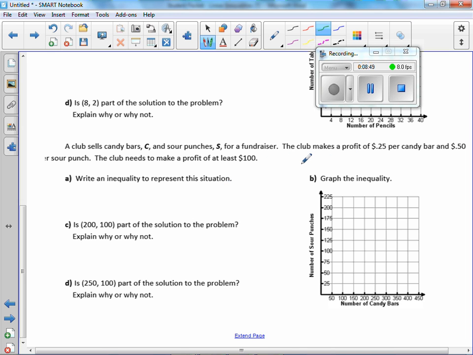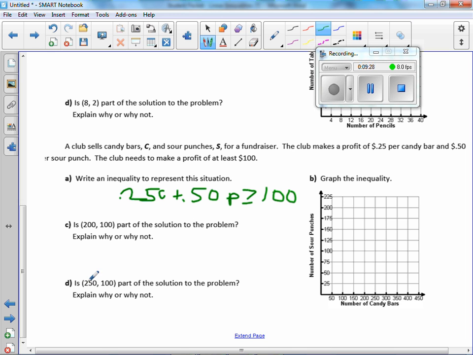I would write the club makes a profit of 25 cents per candy bar, so 0.25C, and 50 cents for a sour punch plus 0.50P. This is really hard to write with this mouse. And I'm going to say this is P. And it says it needs to make a profit of at least, so this needs to be $100 or more. So this means greater than, at least $100. That means it can be greater than or equal to $100.